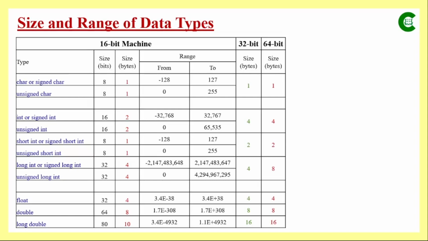Now this table has an extensive list of data types that C supports. As you can see, the details are given for a 16-bit machine or 16-bit compiler.